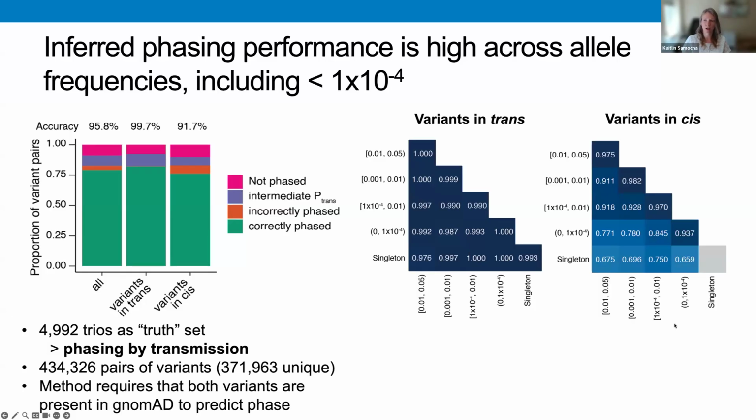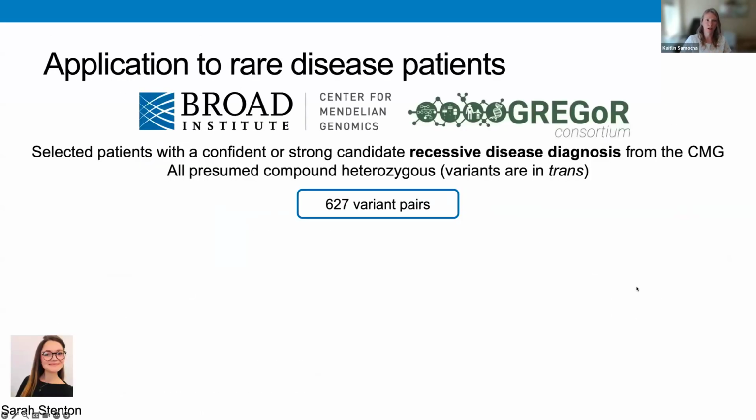Where we start to fall apart a little bit, where the model struggles, is two variants that are in cis that have very different allele frequencies. So if one of them is very rare and one of them is a little bit more common, that becomes a little bit harder. So just to be upfront about where this works well and where it doesn't, but these accuracies are still pretty high.